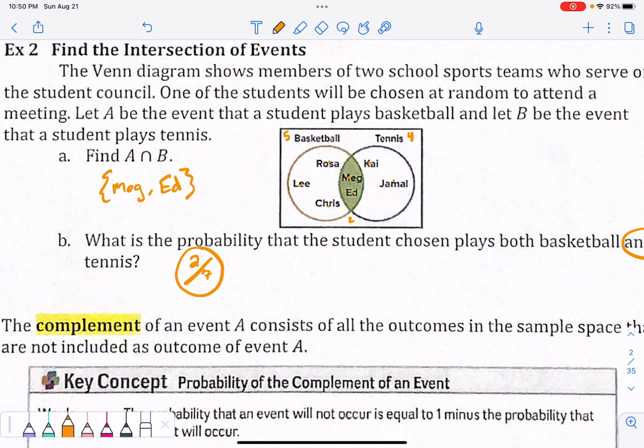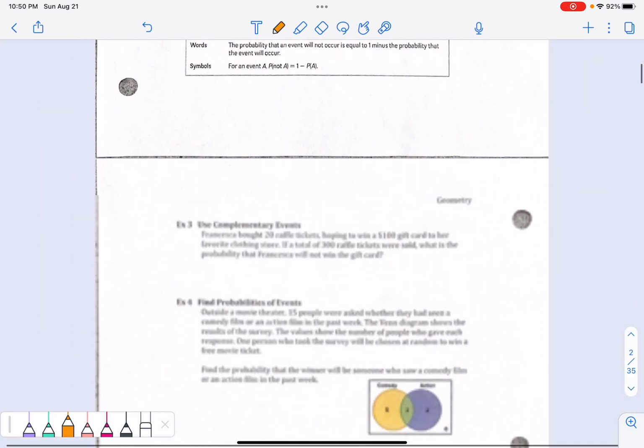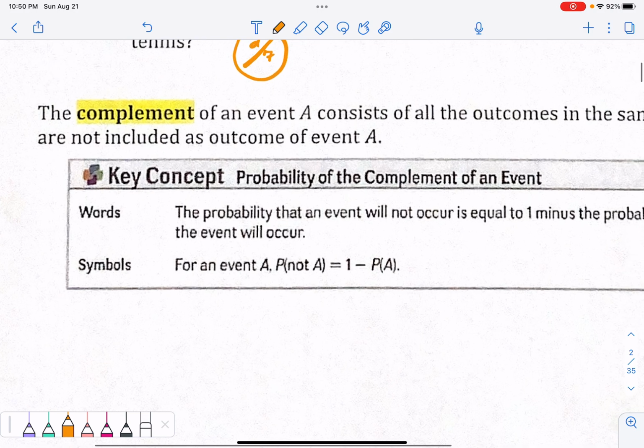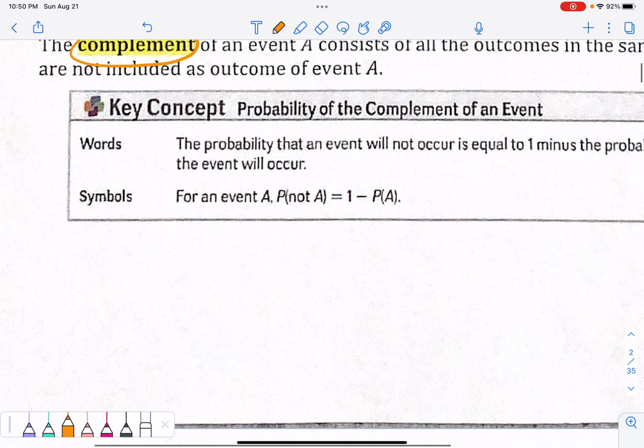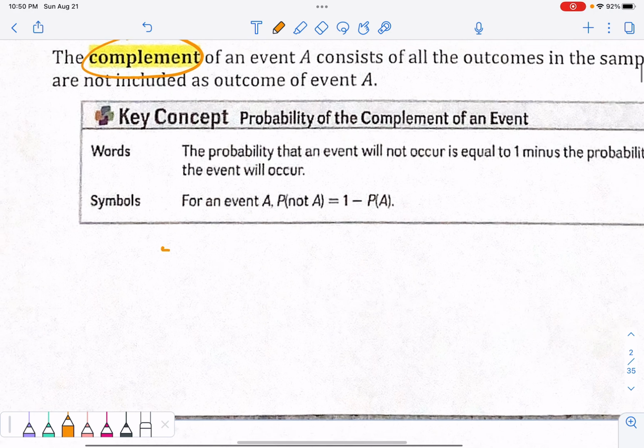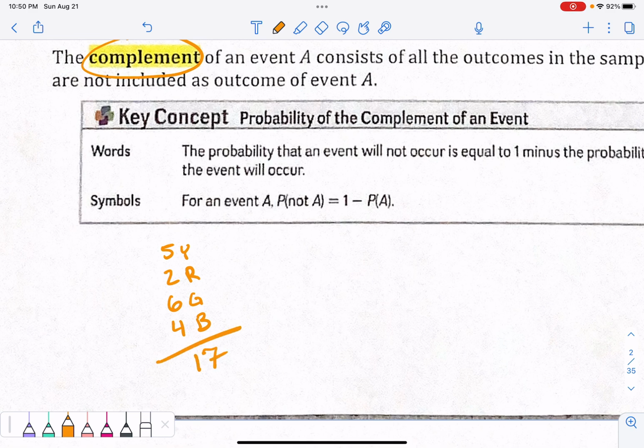All right, last thing that they're going to talk about, I think, is something called a complement. So a complement usually happens when they say there's 5 yellow marbles and 2 red marbles and 6 green marbles and, let's say, 4 blue marbles. Did I say that? 5 yellow, 2 red, 6 green, 4 blue, which makes a total of 17 marbles.